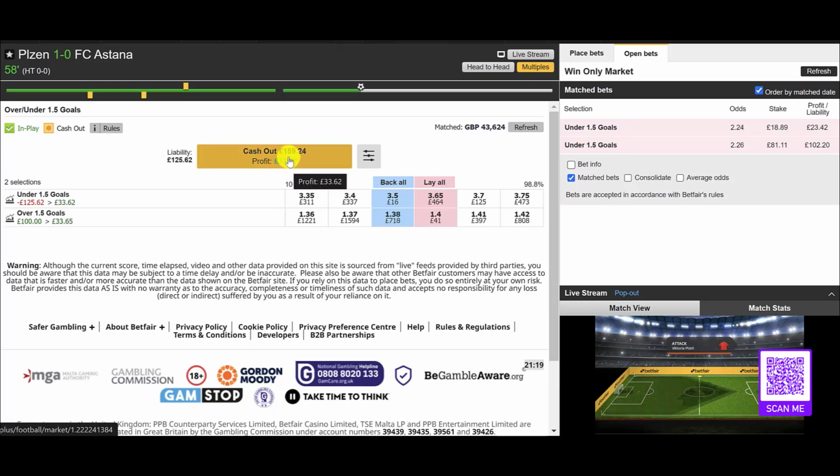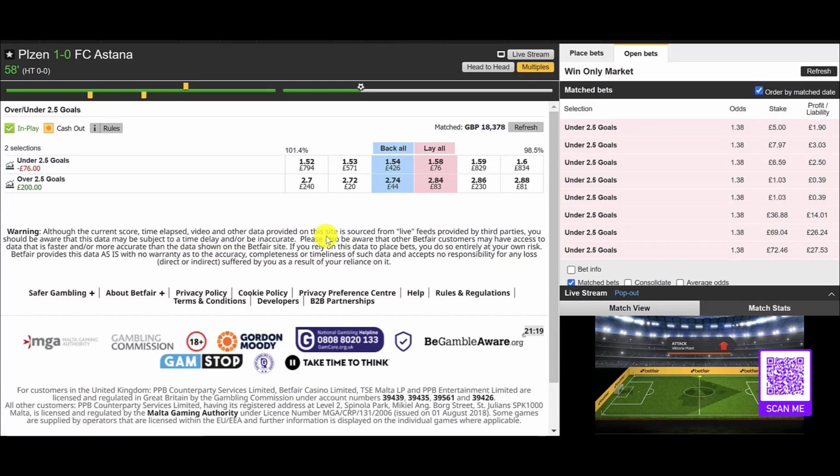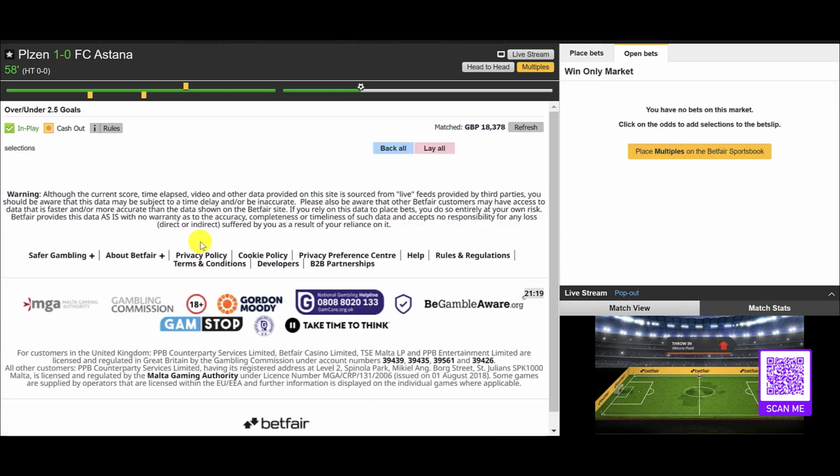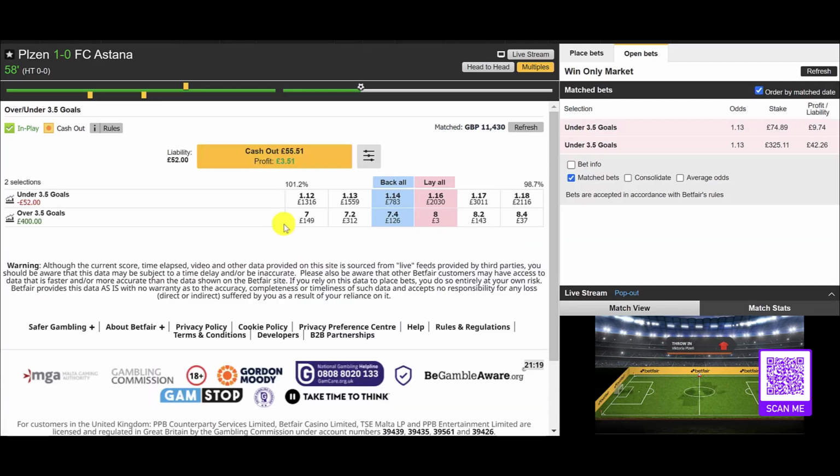We could lock in some profits on the 1.5. Let's see the 2.5 and see where we're at there, and the 3.5. Okay, let's take a look. So yeah, not much happening there. But anyway, we're expecting goals, as you know, and we're expecting at least 2. So we're going to wait for that second goal, if it arrives, you never know, and we'll assess the position once that second goal arrives.